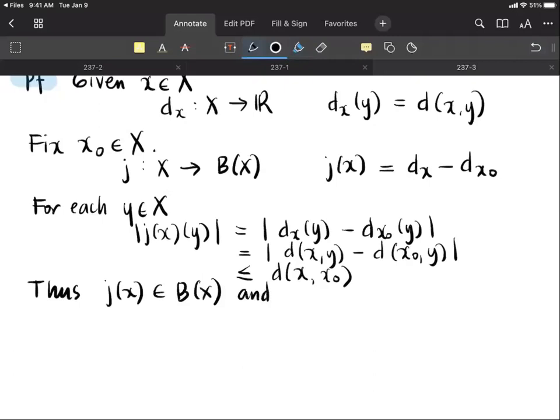And in fact, the sup norm is less than or equal to the distance with respect to the fixed point x naught. The idea here is that we need to consider a fixed point because we are not guaranteed that the metric is bounded.